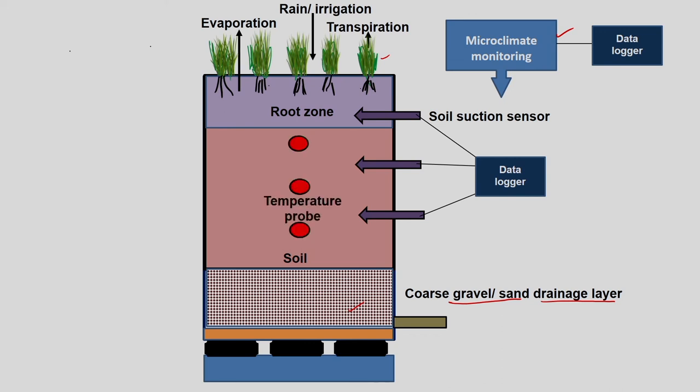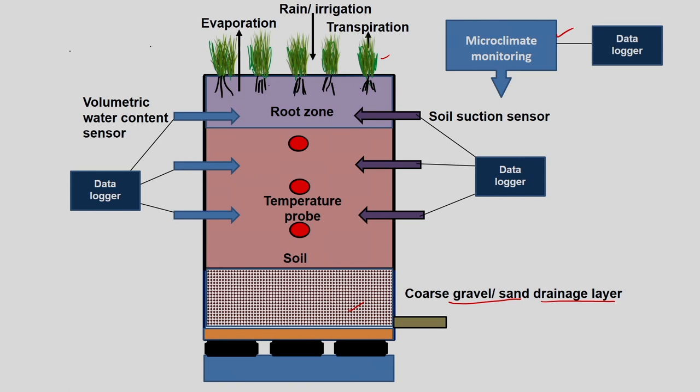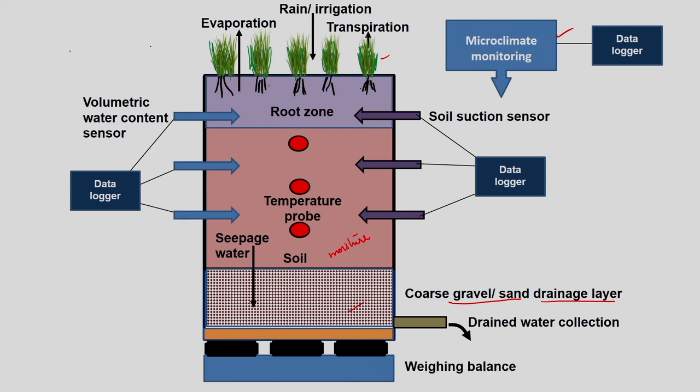Then we will have temperature probes within the soil in order to understand the prevailing temperature within the soil, and also soil moisture sensors, volumetric water content sensors, which are also connected to the data logger, and finally the data will be transferred to the computer. And with the water from rainwater or irrigation, the soil moisture present in the soil will be increasing. Excess moisture will be collected at the bottom as seepage water, and that will be collected through the drainage pipe which is provided at the bottom. This drained water can be measured by means of a weighing balance. So, this is the principle of a lysimeter. We have a watertight tank. Within that, the bottom layer is a drainage layer. Above that, we will be filling soil.